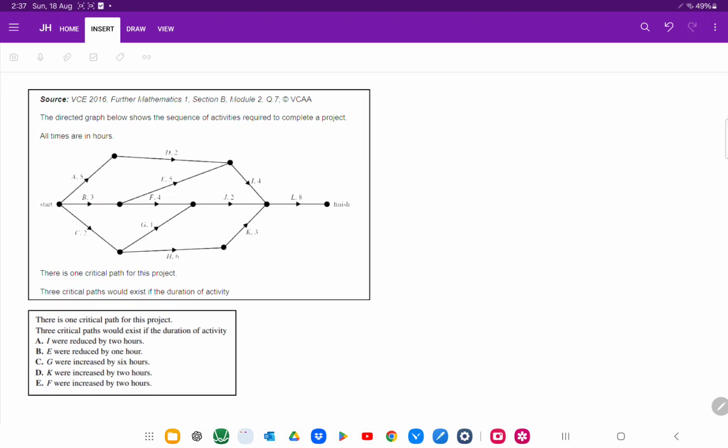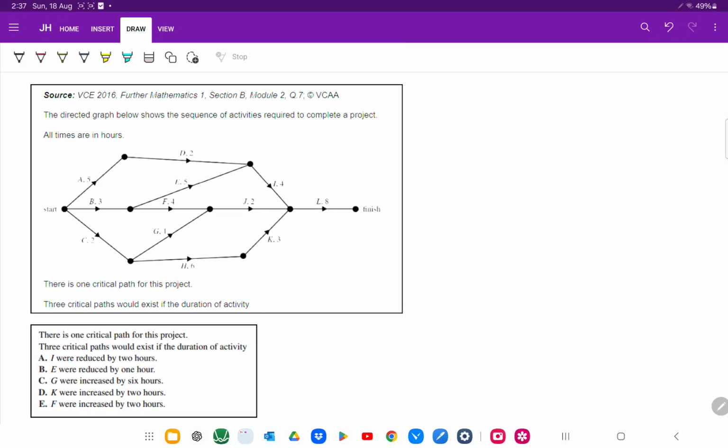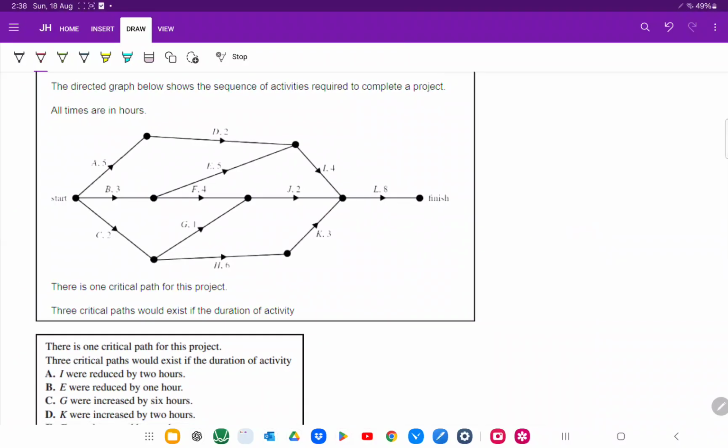And lastly, let's look at this question, 2016. The directed graph below shows a sequence, and you can see with this, it's a multiple choice question that's asking you 3 critical paths would exist if the duration of the activity is something. Well, this doesn't really involve crashing, but it involves the same sort of skill. So let's go through the path analysis now.